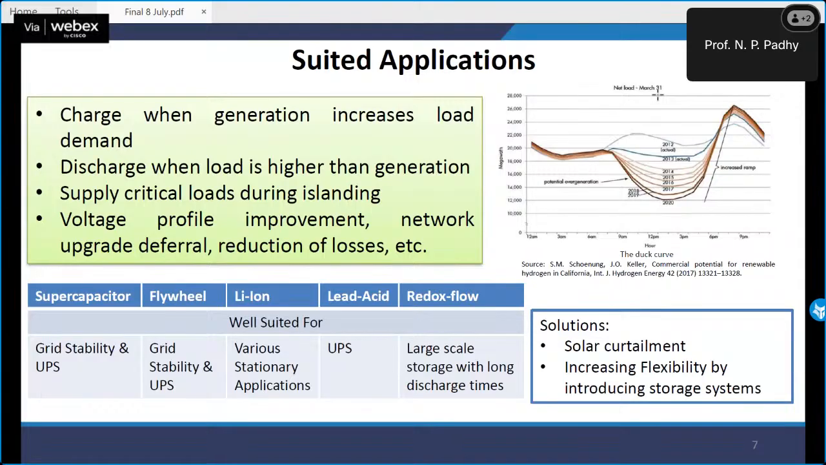This is a suited application where the battery can be used. So I will just try to explain a little bit about the duck curve. You all know it, but still I'd like to repeat it because of what happens when we plot the load characteristic. Sometimes the load drops very low, and then the peak appears through a ramping.